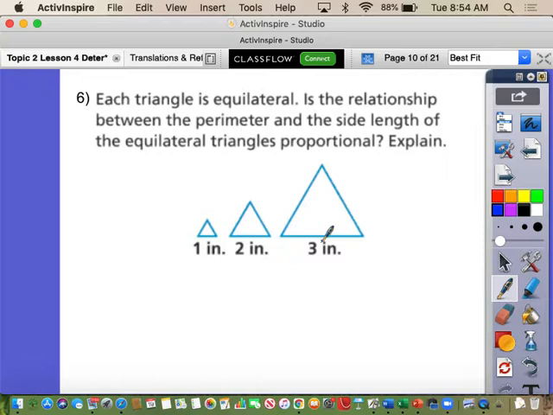Okay, so thinking back to that problem with the squares where we were talking about area and side length, what did we create when we were trying to figure out if all of those were proportional? A table. Let's do the same thing here. We're going to let side length be our x. And then I need, is it asking for area this time? What is it asking for instead of area? Perimeter. So perimeter is going to be my y.